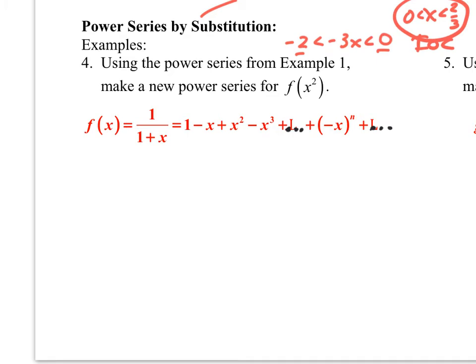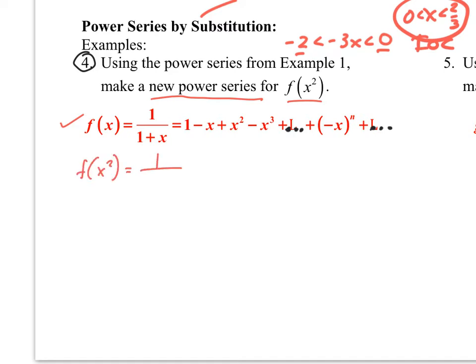Now what they ask you to do for example number 4 is, using the power series from example number 1, make a new power series for f of x squared. So you're just going to do a composition of functions. Wherever you see x, you're going to put in x squared. So we rewrote f of x for you here. If you don't have that down, put that down. And now I'm going to go ahead and put in x squared.